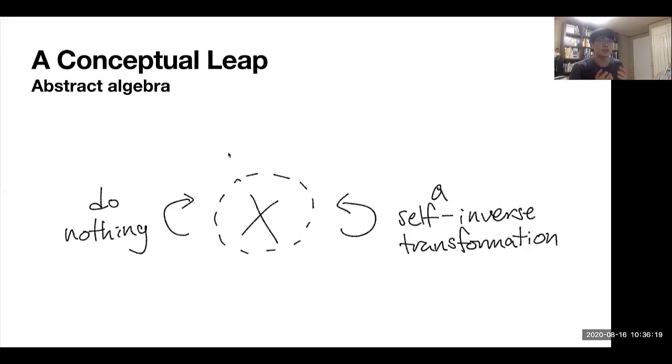And the important thing is that there's one transformation that does nothing, and another transformation that if you repeat twice, you get back the trivial one. Okay.